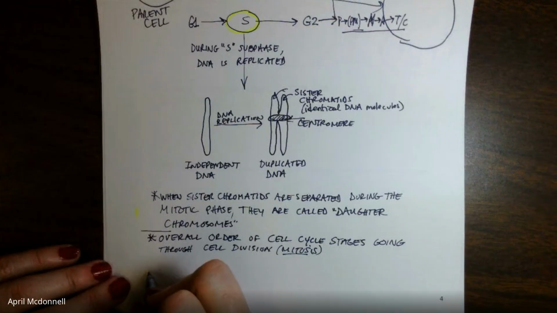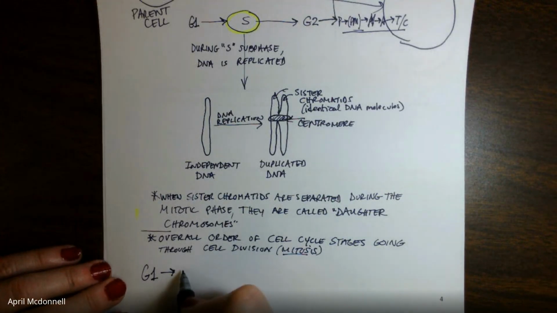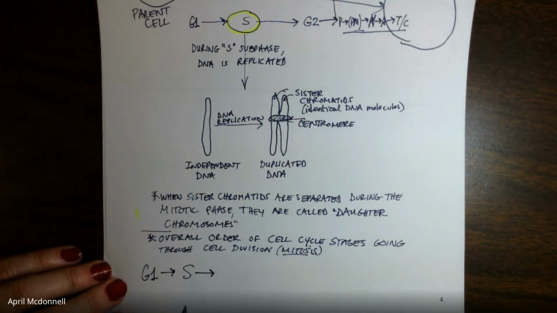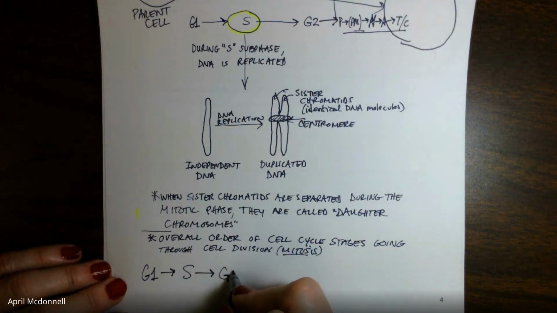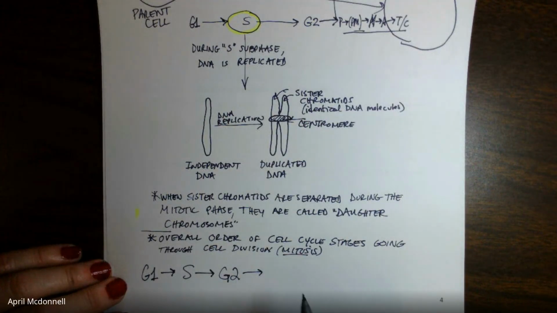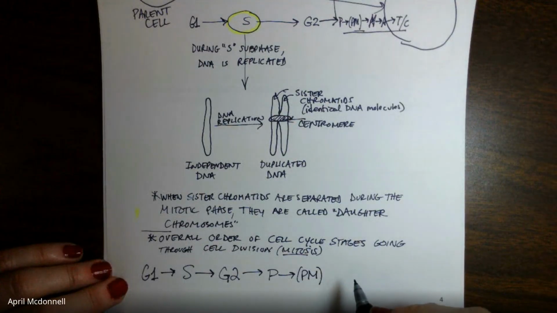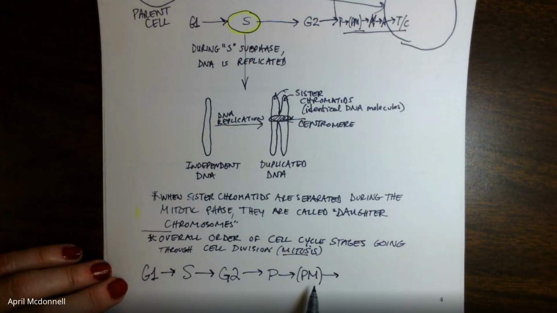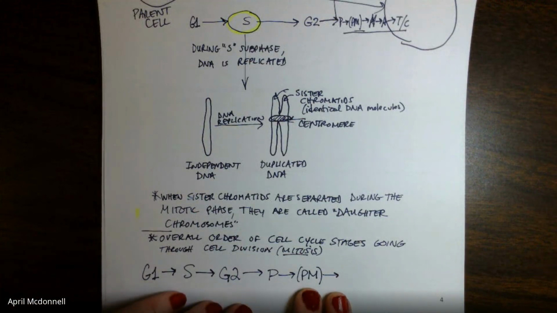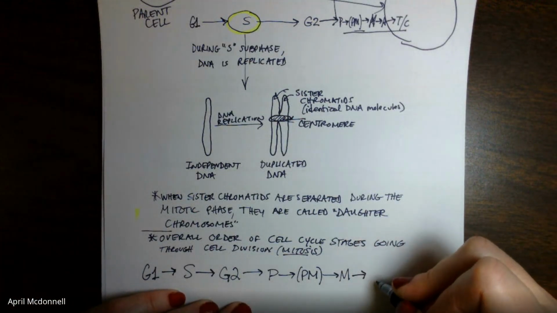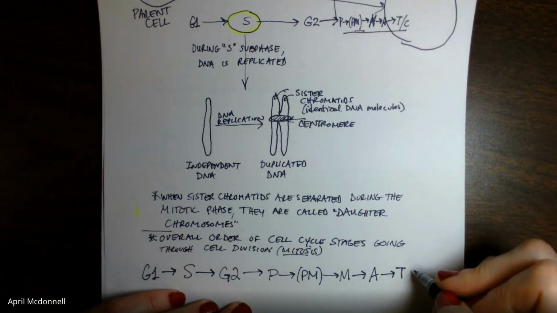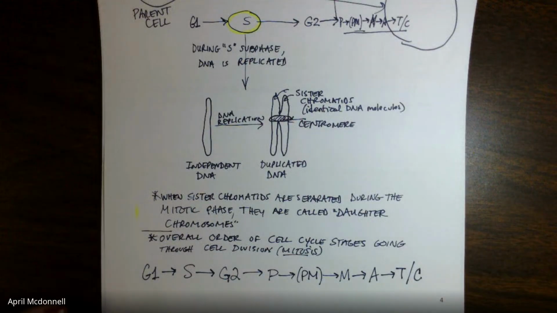So we start off with G1. We continue on to S, and that continues on to G2. After that stage is completed, we move on to a stage called prophase. Then we move on to a stage called prometaphase. I'm going to put it in parentheses because that stage is sometimes not added in your lab manual. Then we will move on to metaphase, anaphase, telophase, and cytokinesis happens at the same time.